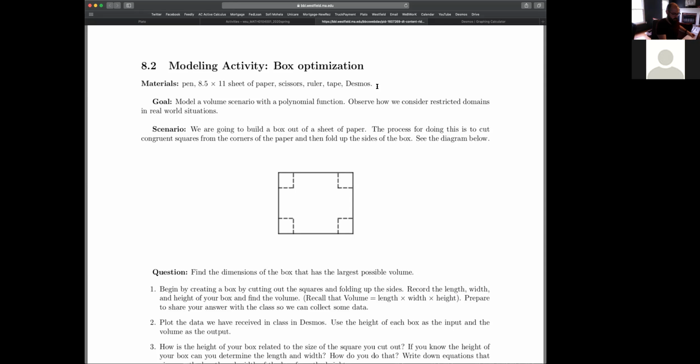Right, so you have some sort of constraints, right? You have to make a box out of a piece of paper using this diagram, and we're going to try to figure out how we can make the largest possible volume, and then we could also think about things like, what's the smallest possible volume.